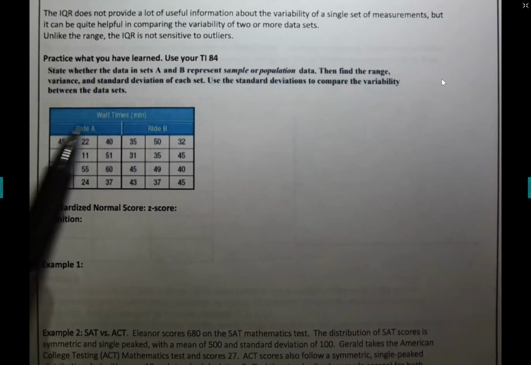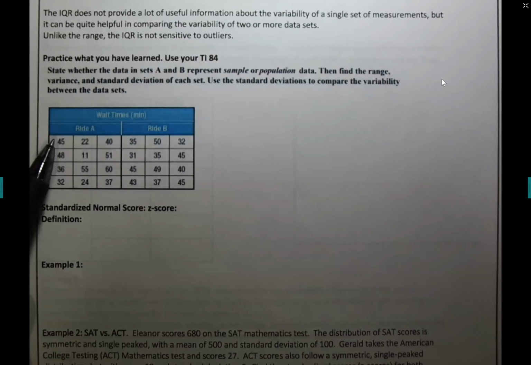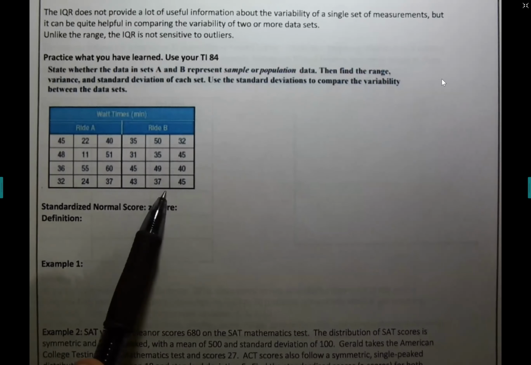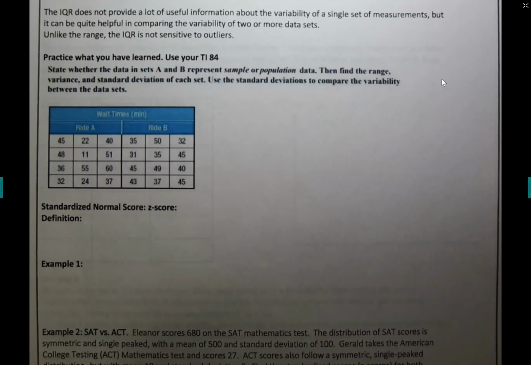These are the wait times of how many people? 12. And these are the wait times of also 12. What do you think? Is this a sample or a population? That should be easy to tell. Sample. Definitely. Because more than 12 people go on the ride. So it's sample data. So when you find the standard deviation, guys, you look for S on the calculator and not sigma. This is one good reason why he's asking you this question.